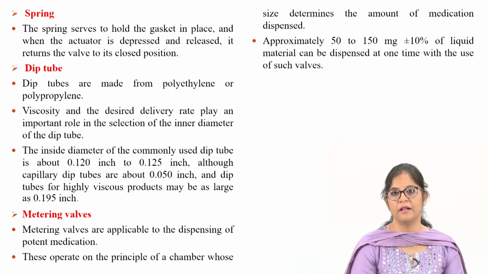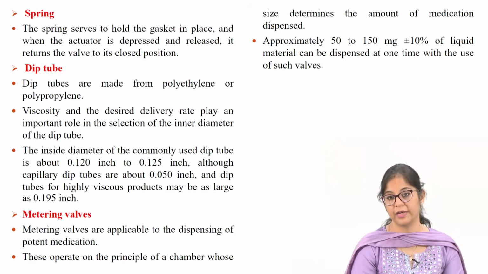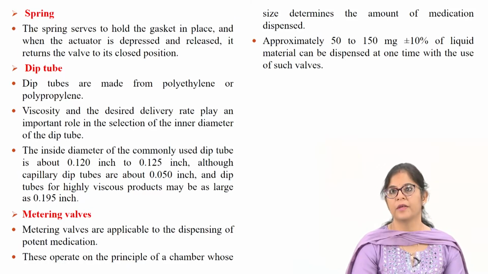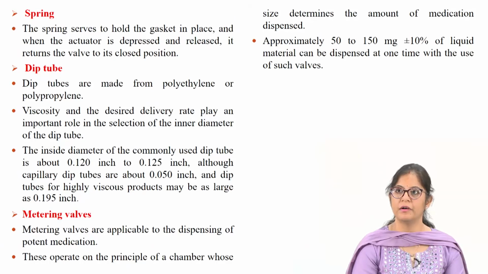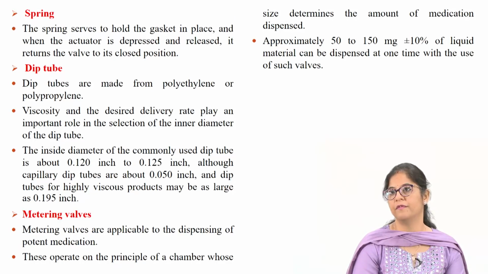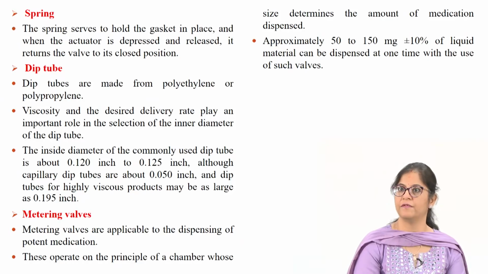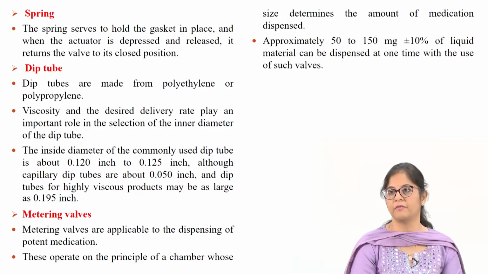The metering valves are applicable to the dispensing of the potent medications. They operate on the principle of a chamber whose size determines the amount of medication dispensed. Approximately 50 to 150 mg plus or minus 10% of the liquid material can be dispensed at one time with the use of such valves.